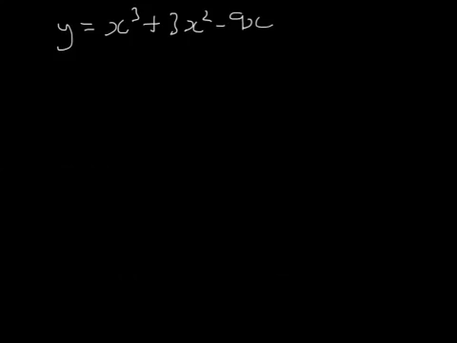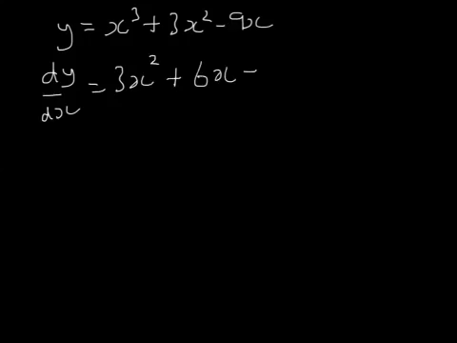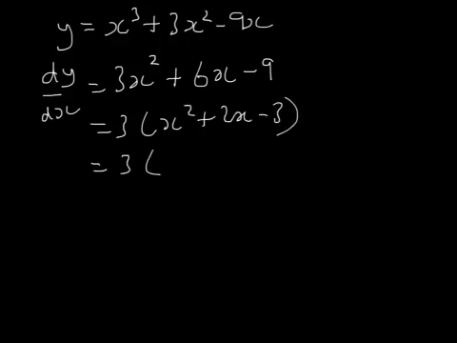So we're going to use calculus, obviously, because we're looking at the gradient. Differentiate x cubed is 3x squared. Differentiate 3x squared, that's 6x, and that's then minus 9. 3 is a factor of all of those, so it's 3 times x squared plus 2x minus 3, and then that bit factorizes to be x plus 3, x minus 1.